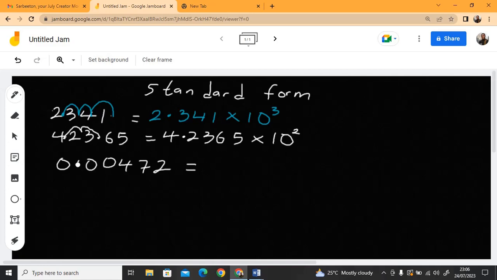So I have to move it 1, 2, 3. I have to stop here because 4 is the first number that is not 0. So the decimal point, I have to move to the front of it, that is 4.